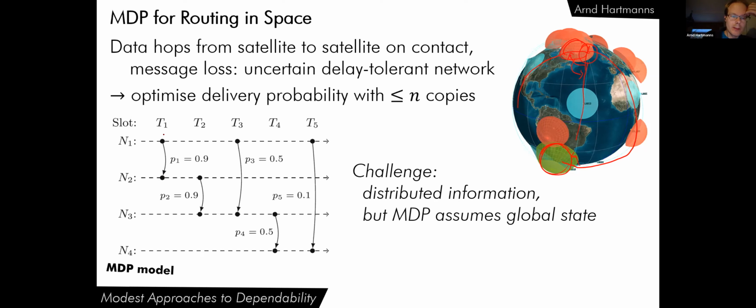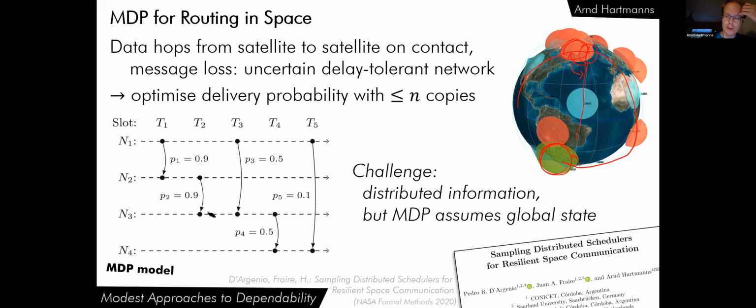And here you can see that if you decide to send your 1 copy over here and here, then what do you do here with your 2nd copy? If this failed, then that's where you want to send it. However, if this one here has a copy of the message, there's no point in sending your other copy to that one as well. But you can only know that if this satellite knows the state of this satellite, which is not what happens in practice, but an MDP analysis would optimize with that knowledge in mind.